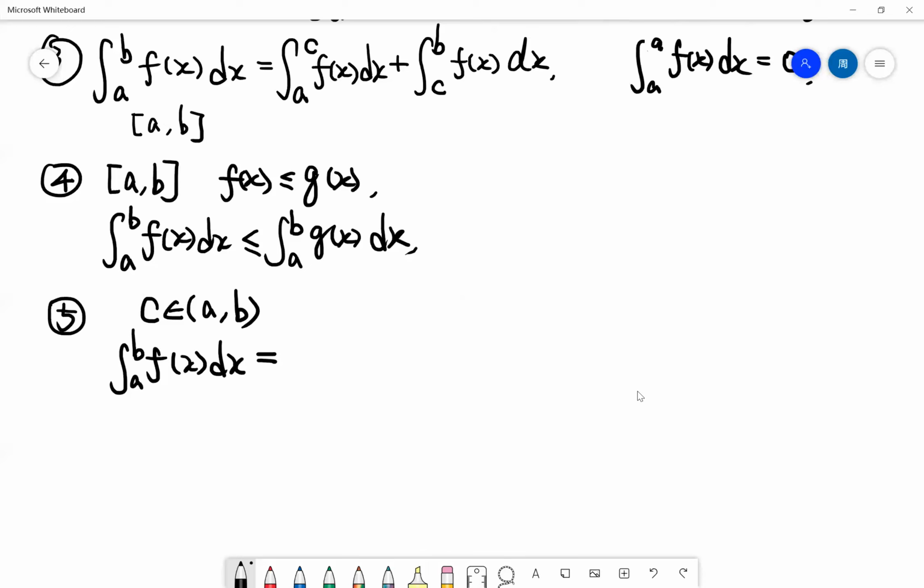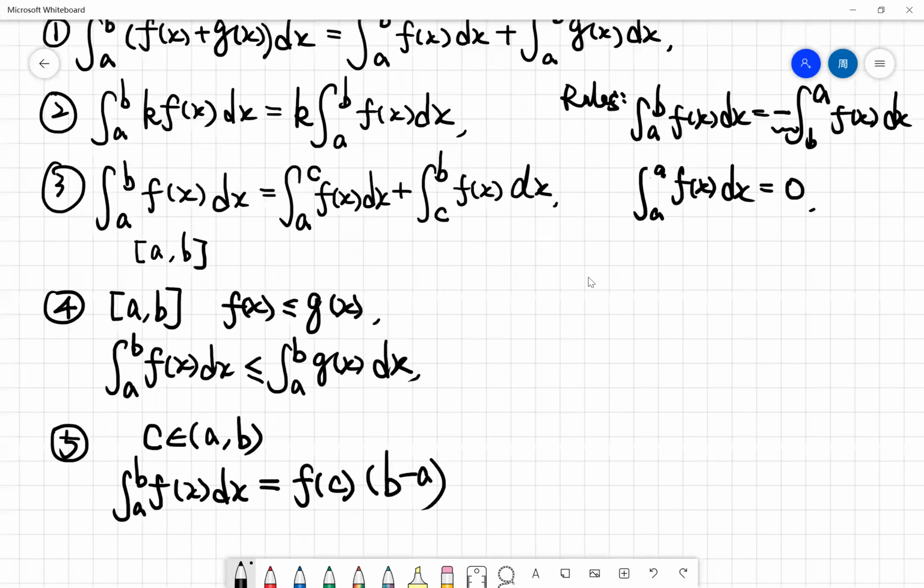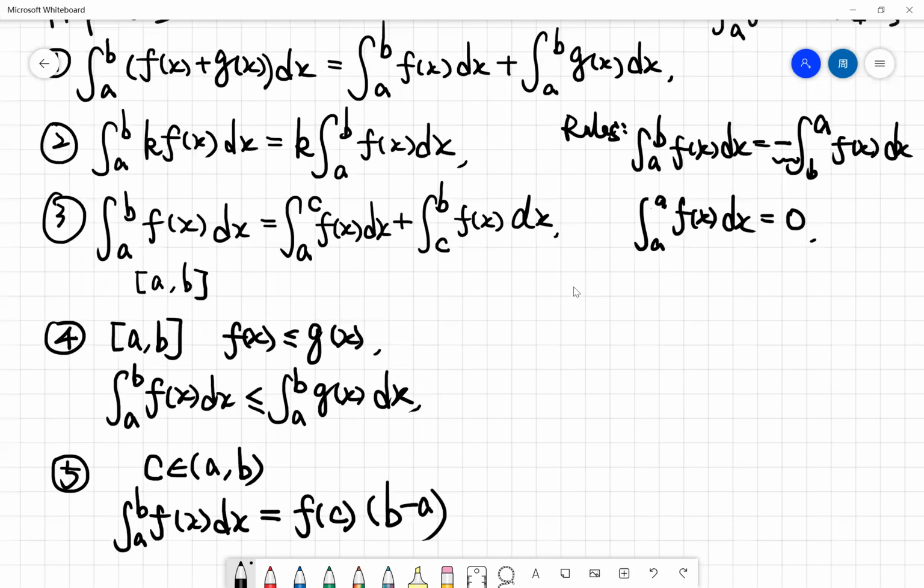And then from A to B, the integral of f(x) dx will be equal to f of c times the length of the interval, that is B minus A. So this is property number 5. So here are 5 properties you have to know.